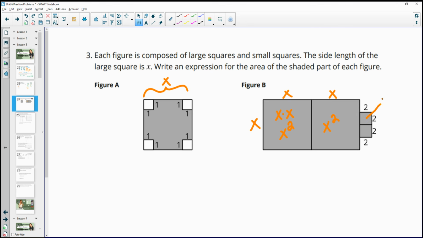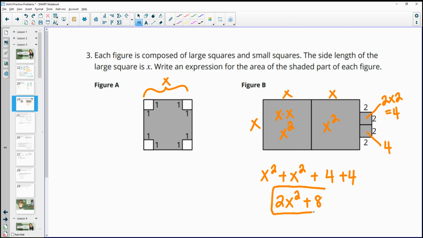Then these little ones are 2 by 2. So if we take 2 by 2, or 2 times 2, that equals 4. So each of these areas equals 4. And then we just need to total it all up. So we have x squared plus x squared for those big boxes. And then we have plus 4 and plus 4. So that would be an expression, or we could simplify it by saying we have 2x squared boxes, and then we have 8. So this would be the area of that whole shaded region.